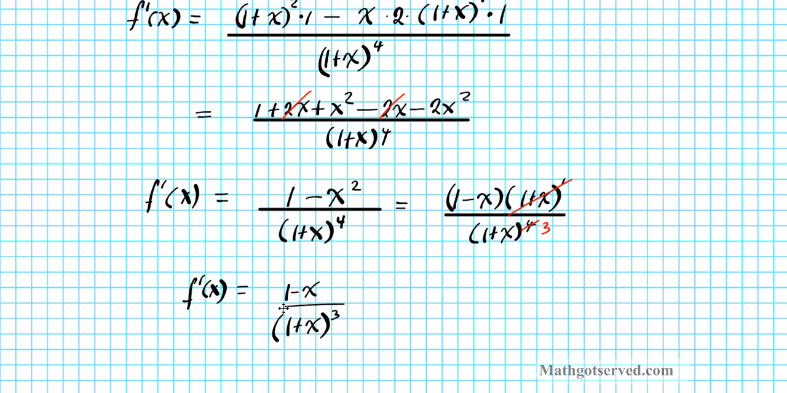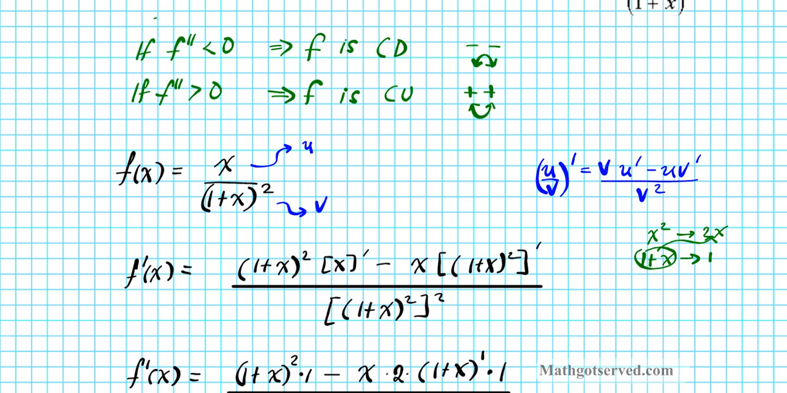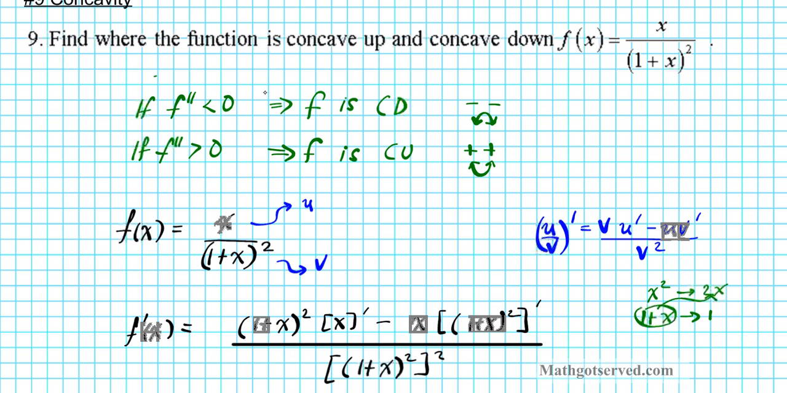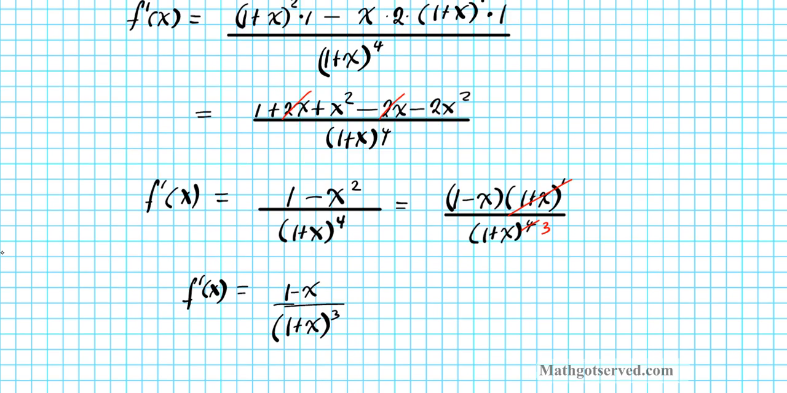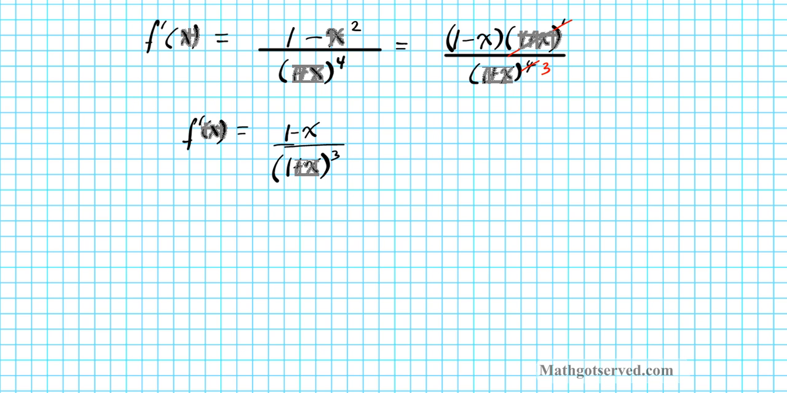Okay, now what are we going to do next? Well, let's go back to the beginning. Remember we said to find the concavity, we need to look at the sign of the second derivative. Okay, what do we have? We have the first derivative. So we're going to do what? We're going to differentiate again.